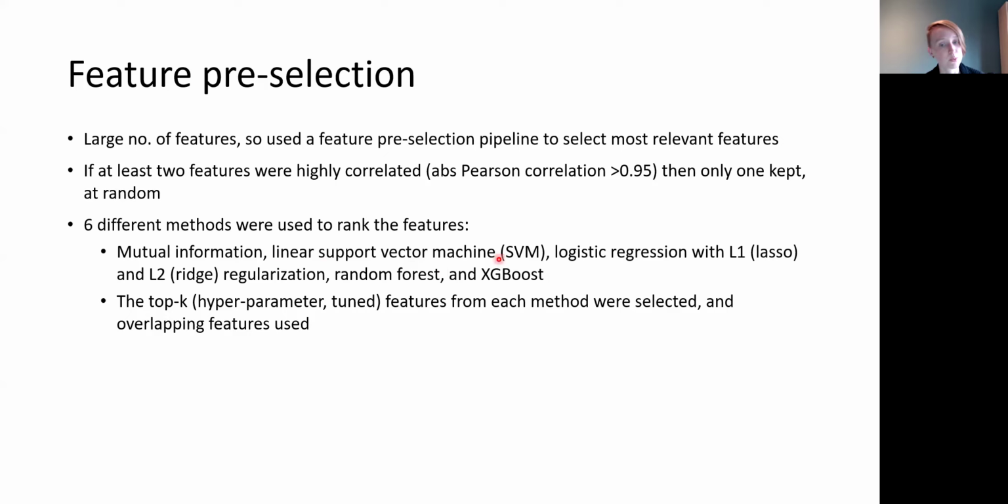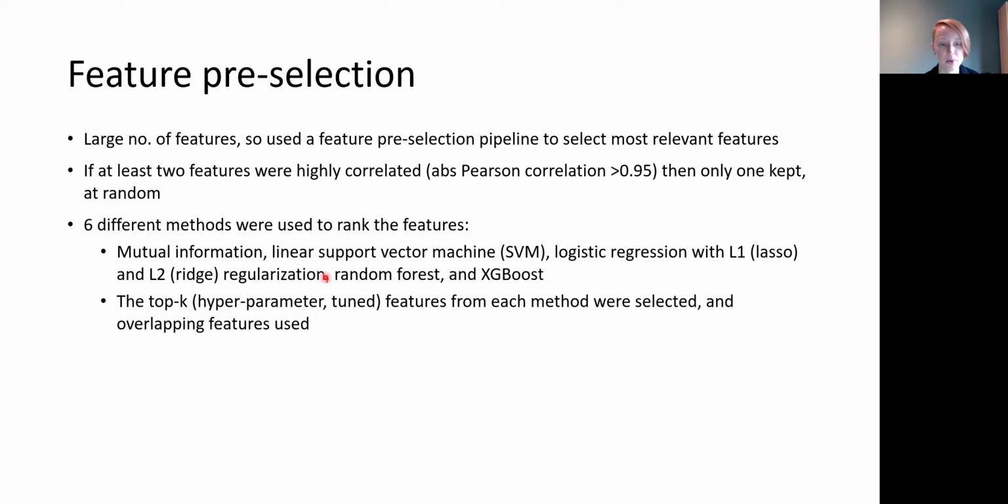They also used a support vector machine, which we looked at a few sessions ago. Logistic regression with different regularization types, which again we looked at in the first session. They also used a random forest, which we saw last time, and XGBoost, which we're going to go into more detail shortly. For each of these, they then selected the top K number of features, which is just a value that they picked different values for at different points to test.